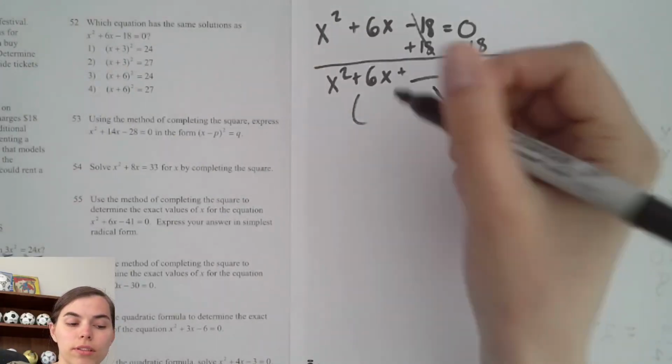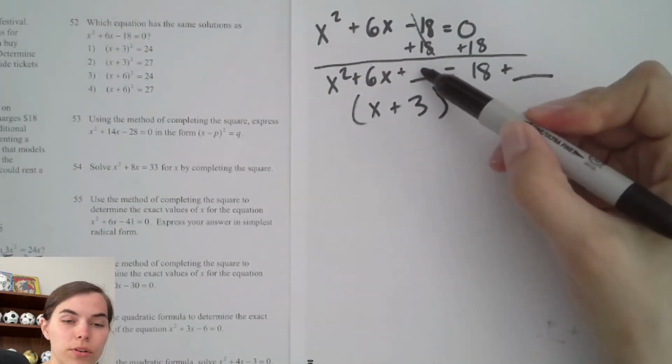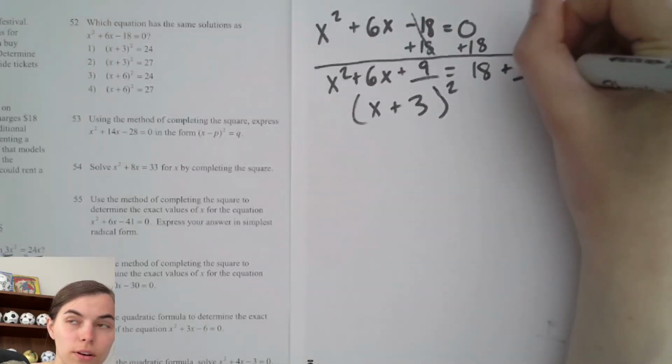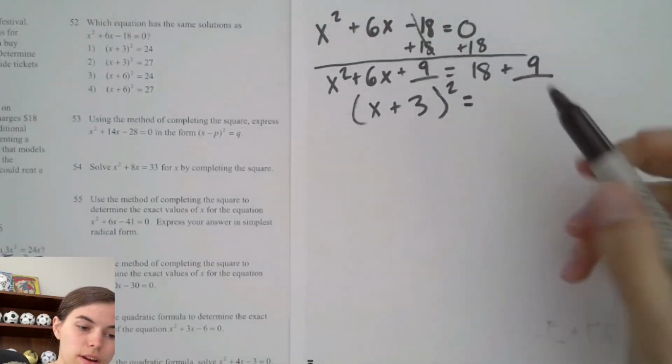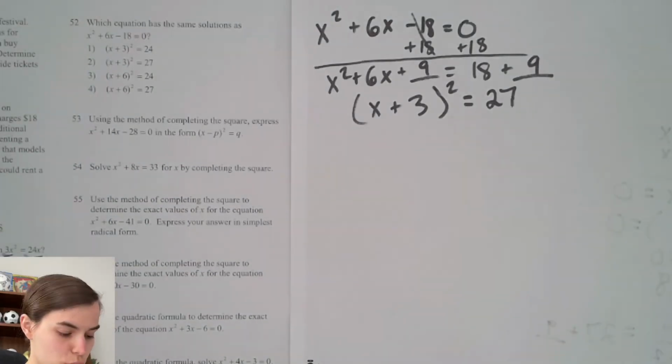The number that goes in the parentheses is half of b. So half of 6 is 3. That means this number up here is 3 squared, which is 9. So 9 over here as well. Simplify the right side. 18 plus 9 is 27. So that goes with answer choice 2.